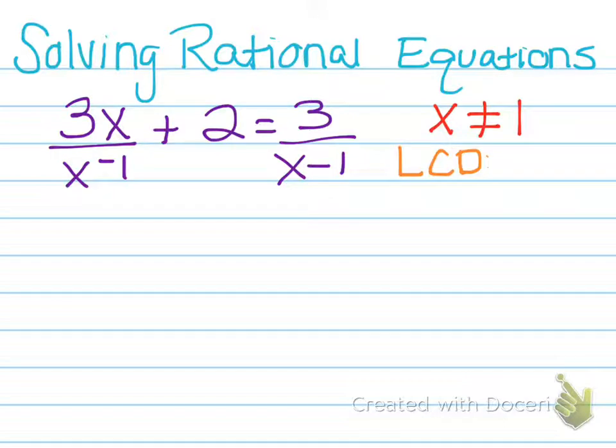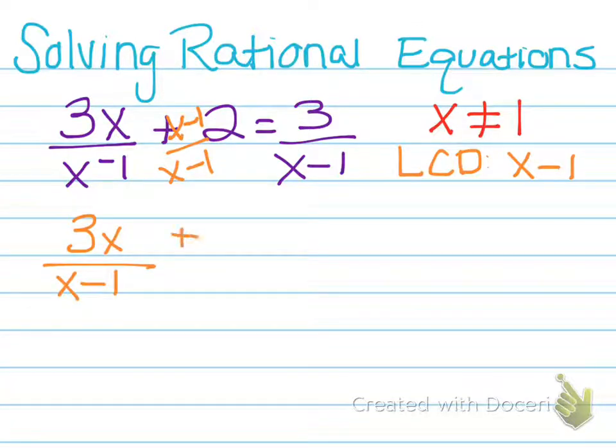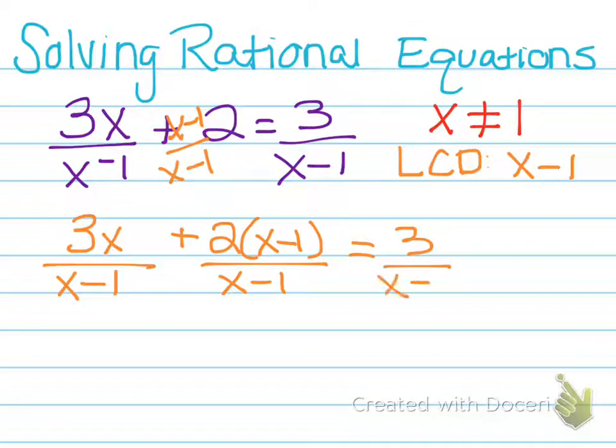Our LCD in this example is just x minus 1. So my first part of my rational equation, 3x over x minus 1, I don't need to change. And then the 2 is what I need to change. That doesn't have a denominator, so I need to multiply it by x minus 1 over x minus 1. And this last part, I also don't need to change. So I'm going to rewrite it, and I get 3x over x minus 1 plus 2 times x minus 1 over x minus 1 equal to 3 over x minus 1.